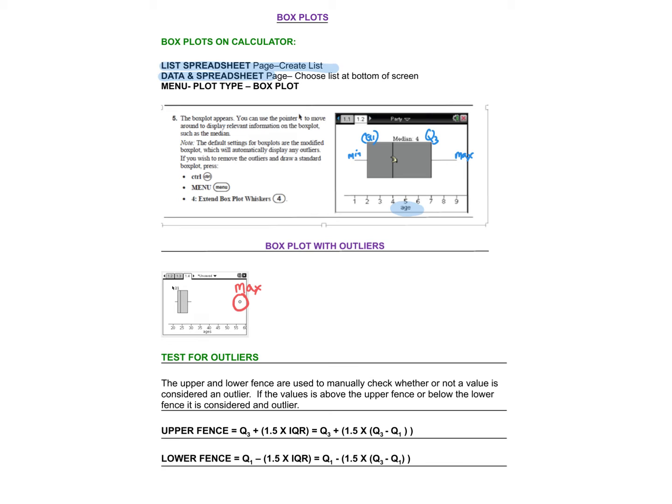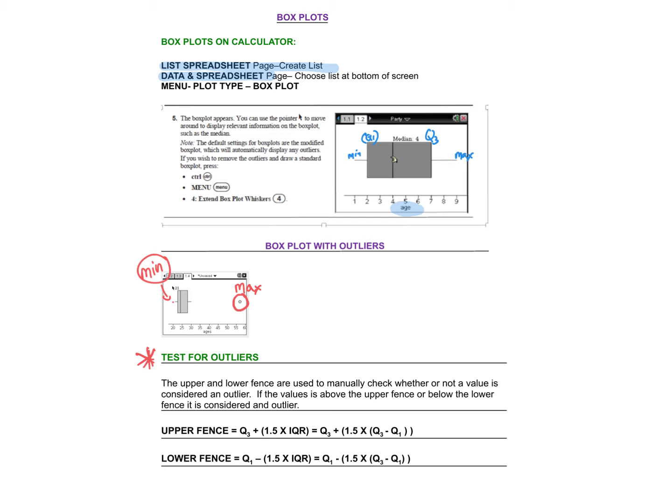And then in this example, there was no lower outlier, so the minimum is just at the end of the whisker. So the calculator will automatically determine whether there's outliers or not. So you'll do that and I'll show you in a minute. But what is it doing to say that it's an outlier? And this is what you'll have to do.